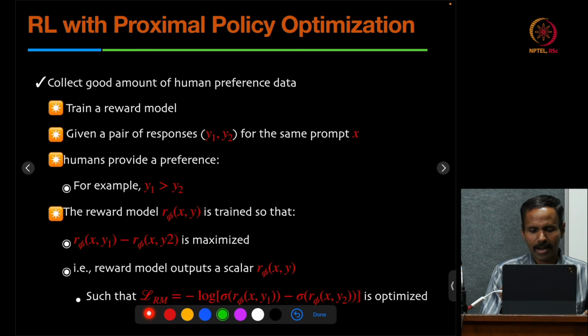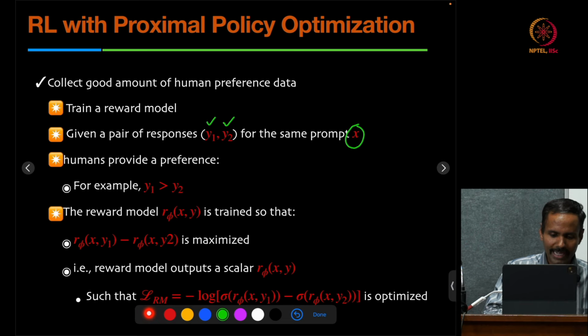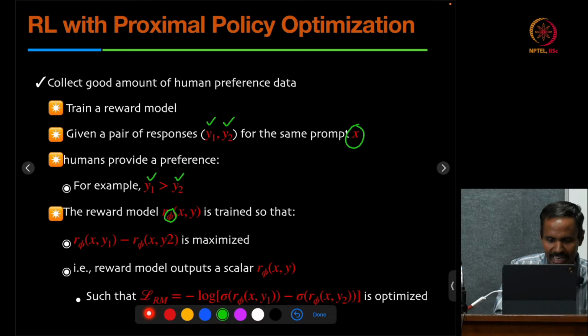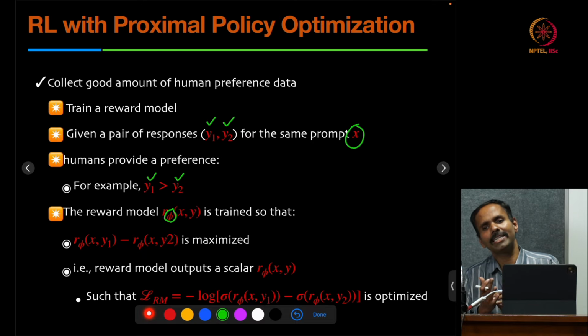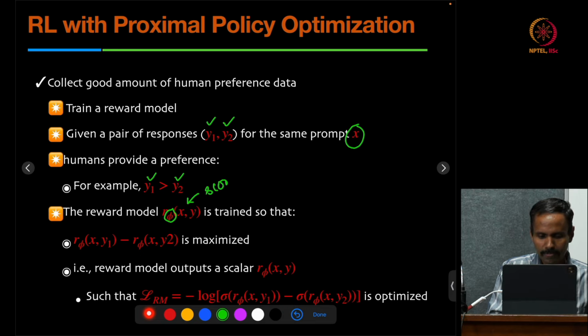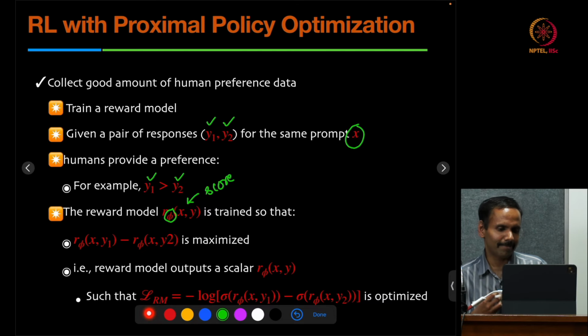A reward model now looks something like this. X is the input, y1 and y2 are two responses, as we saw, A and B responses. Suppose humans provided the preference that y1 is better than y2. Now what do I want the reward model to do? I am going to call phi the set of parameters associated with a reward model. Phi is a set of parameters of a model that gives you a real score. R phi of (x, y) is a score. So this is a reward score that comes out of this model parameterized by phi.